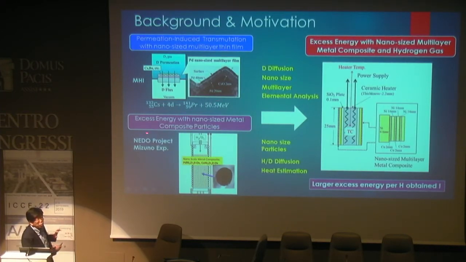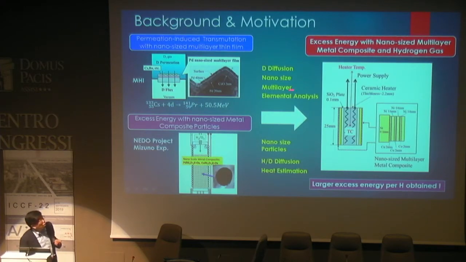And after moving to Tohoku University, I had a chance to participate in the Japanese national project, the NEDO project, and at that time we observed anomalous excess heat with nano-sized metal composite particles. So in this case, key factors were nano-sized particles, hydrogen or deuterium diffusion, and heat estimation.